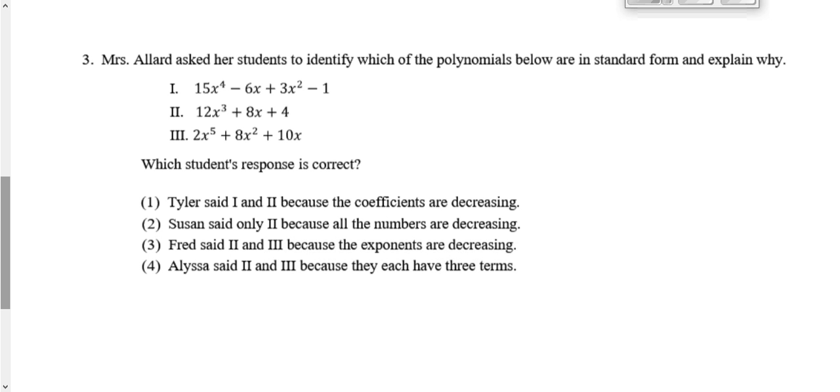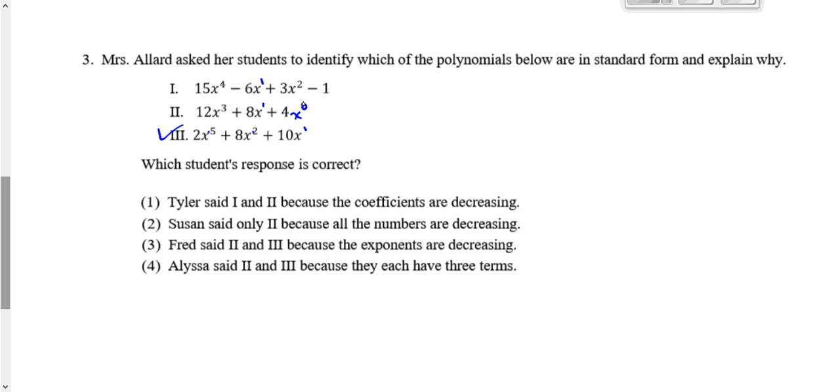Hannah, 3, 2 and 3. Why? The 5 is greater. 2x to the 5th is greater than the 2x squared, and then plus. It goes 5, then down to 2, then down to what? 1, so that one. And that's 3x, then x to the 1st, and then this is really x to the 0, right?